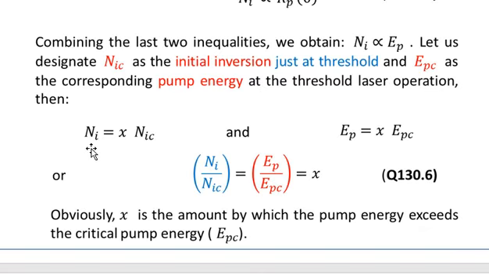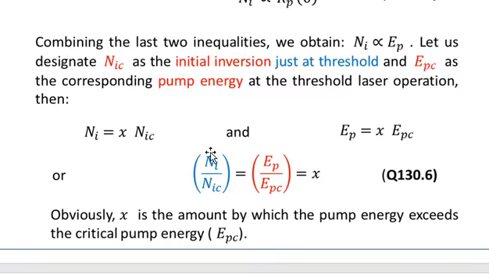So Ni, the maximum value of the population inversion, can be written as X times the population inversion at the critical or threshold position. Similarly, we can write that the pump energy is equal to X times the pump energy at the critical value, or the pump energy at the threshold operation. So if you solve these two equations for the value of X, you find that X is equal to Ni over NIC, which is equal to EP over EPC.